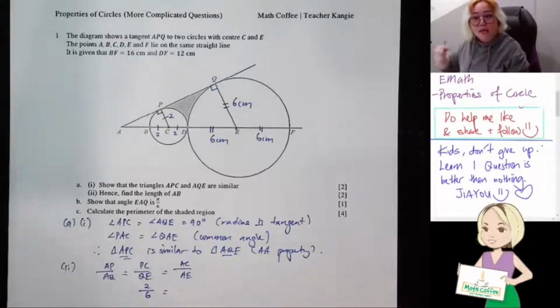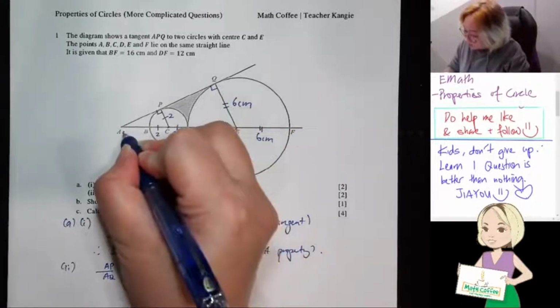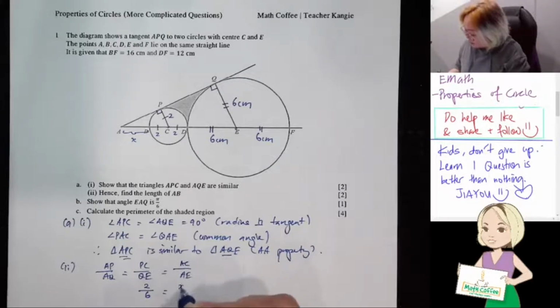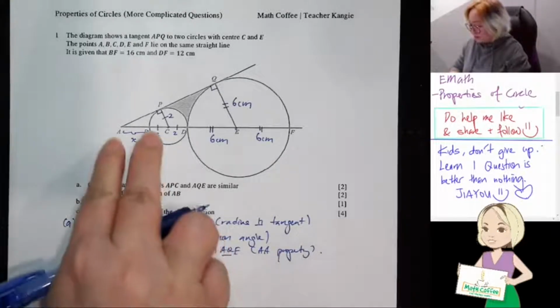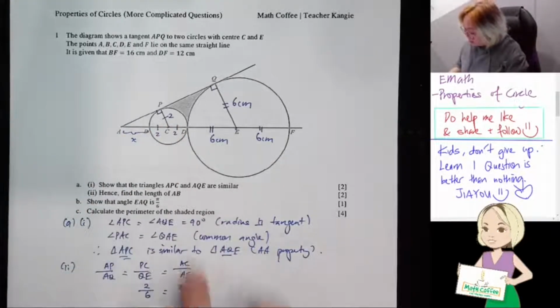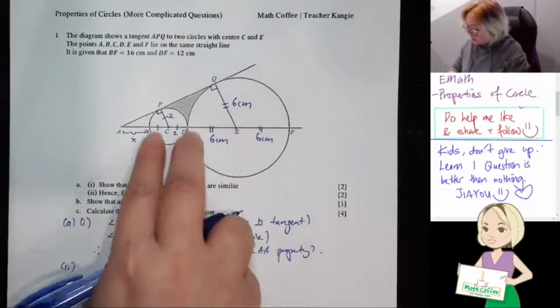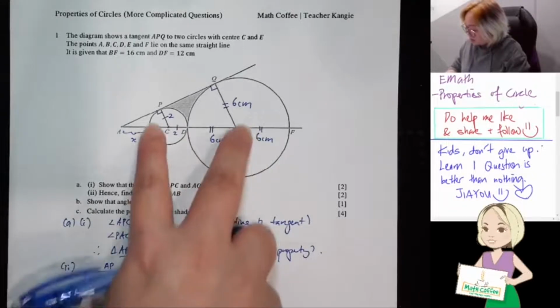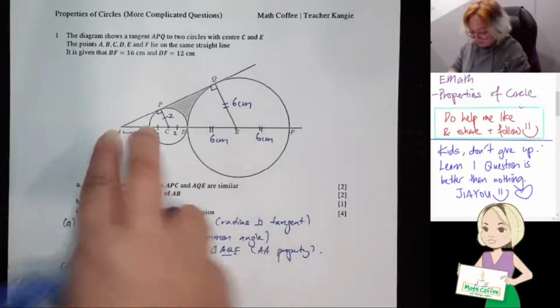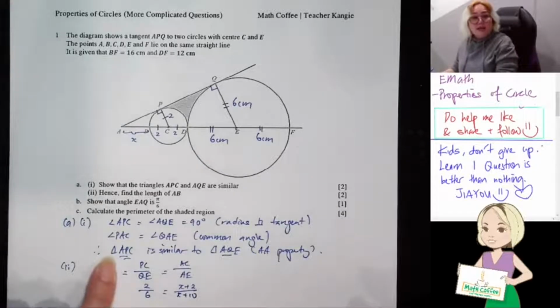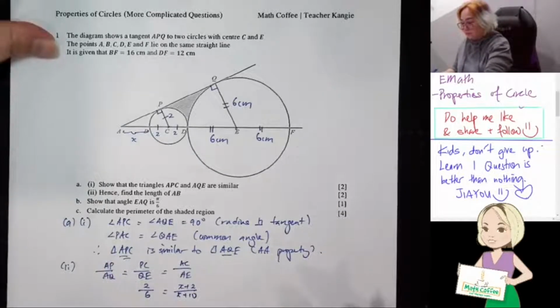So I'm going to let AB be X. So that means we will let this be X. So my AB is X. So AC becomes X plus 2. My AE is from here to here. So here is 6. Here is 4. And so this one is 10. So it's 10 plus X. So you will know that this is X plus 10. So this is unknown. So we just leave it.